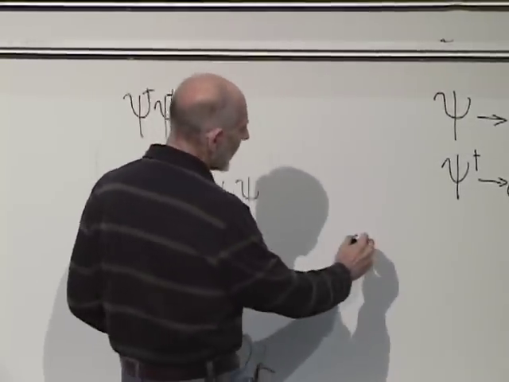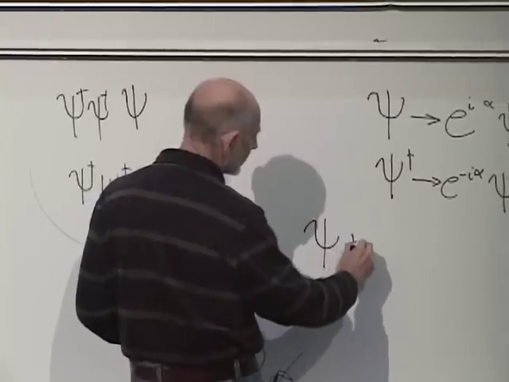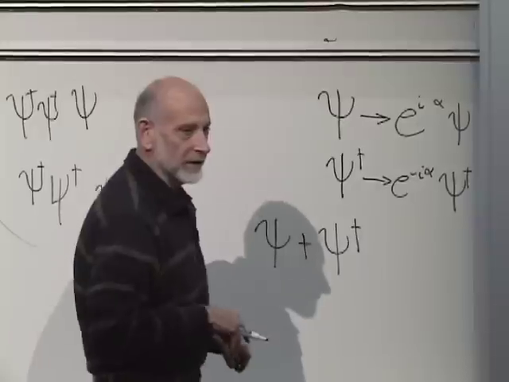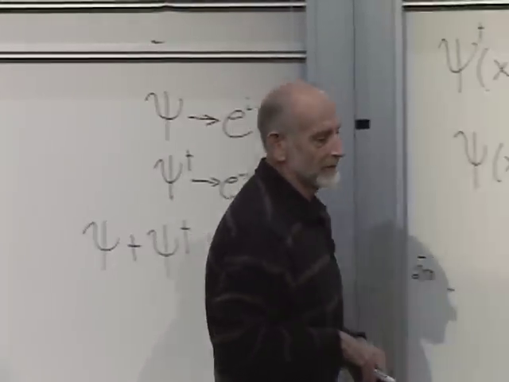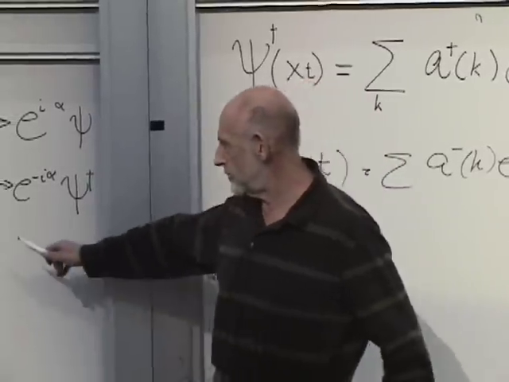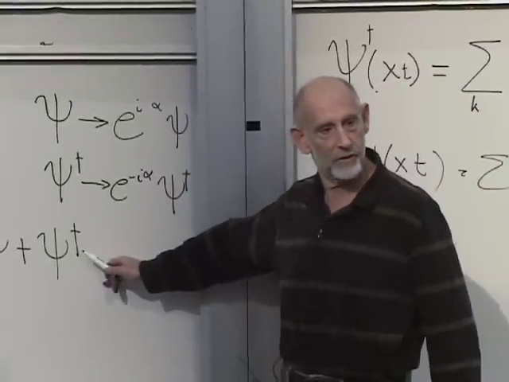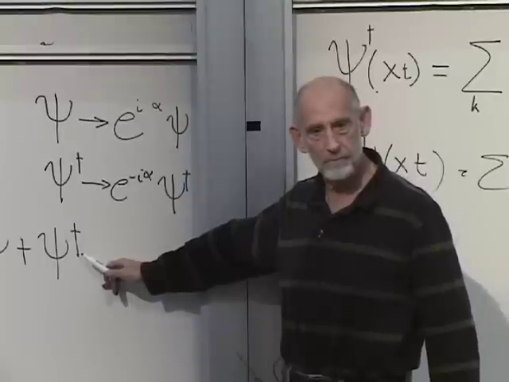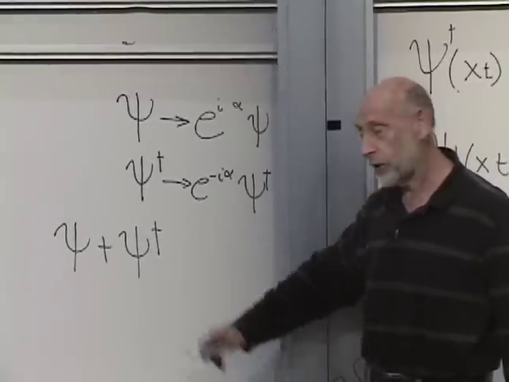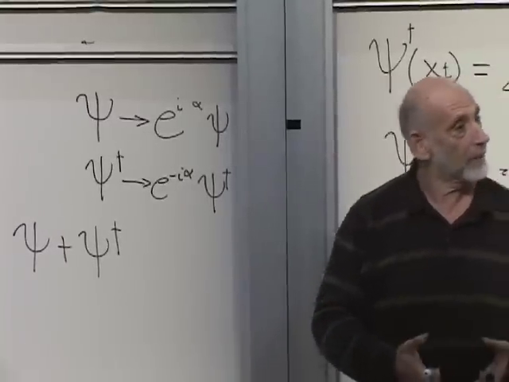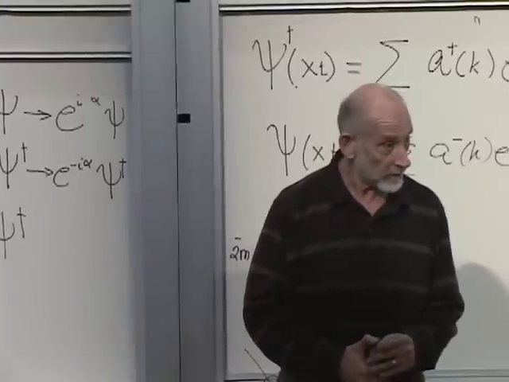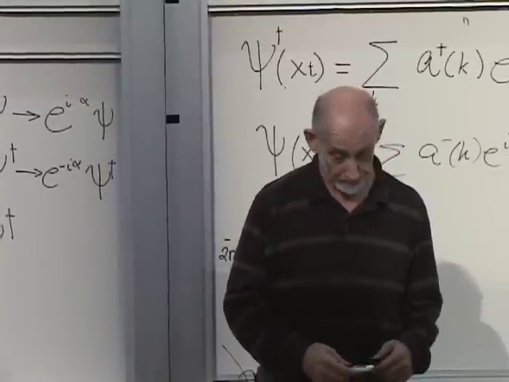What happens, supposing I had psi plus psi dagger, what kind of thing does that correspond to, incidentally? All right, I'll leave that to you to think about. But is this unchanged by phase? No. Isn't that the real part? This is the real part of psi, and if you multiply by a phase, you change the real part of psi. So that's not a quantity which is invariant.